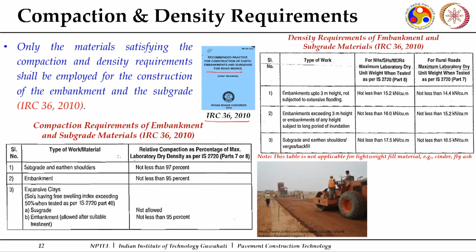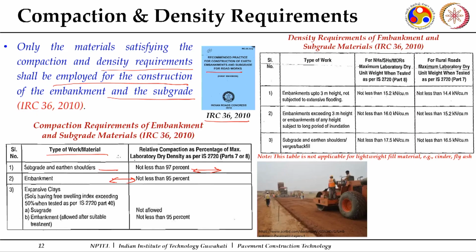Only the materials satisfying the compaction and density requirements shall be employed for the construction of embankment and subgrade. We have discussed what is embankment. It says that if you want to use a material for subgrade and earthen shoulders, the relative compaction should be at least 97% of the laboratory density which you determined with the help of IS 2720, whether it was a heavy compaction or a light compaction, depending upon which level of traffic you are considering. For embankment, you can go up to 95% of the laboratory density.